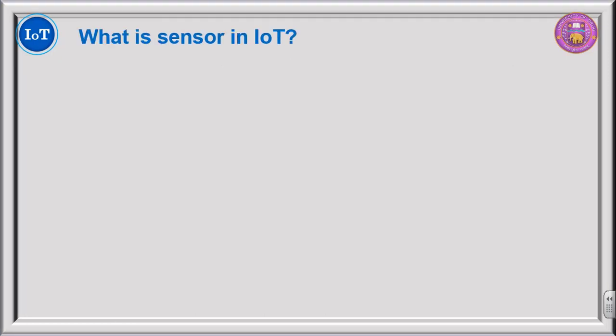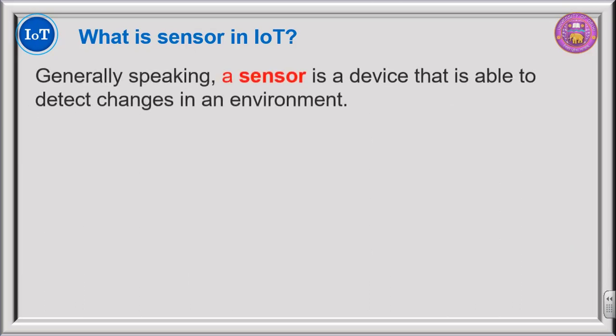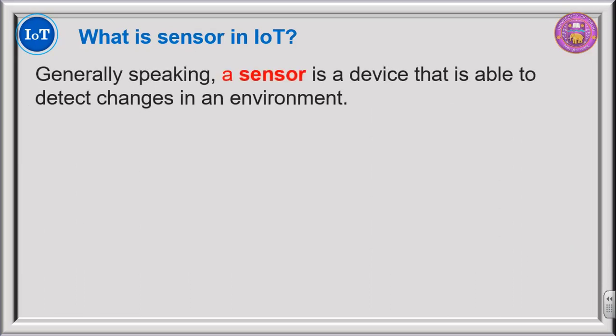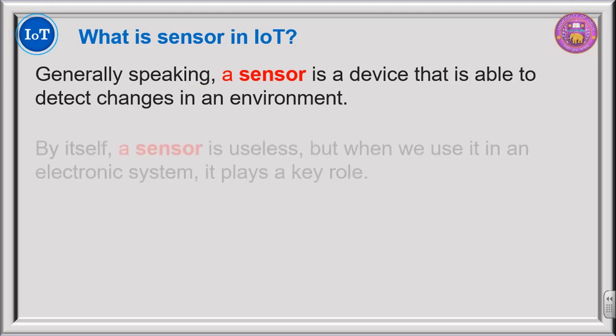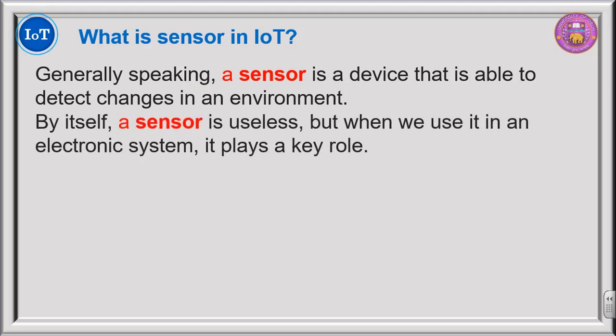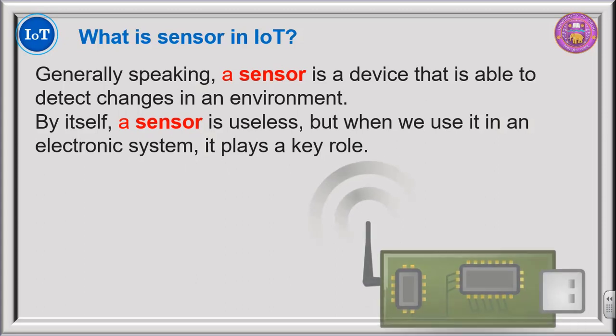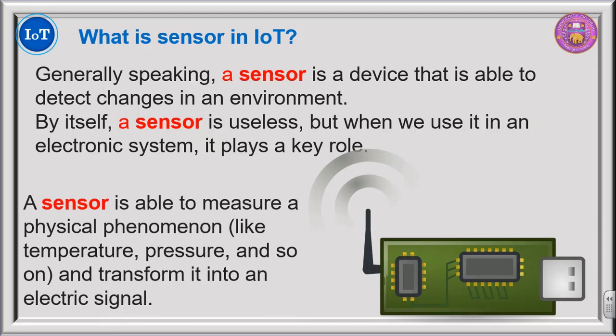What is a sensor in IoT? Generally speaking, a sensor is a device that is able to detect changes in an environment. By itself, a sensor is useless, but when we use it in an electronic system, it plays a key role. A sensor is able to measure physical phenomena like temperature, pressure, and so on, and transform it into an electric signal.